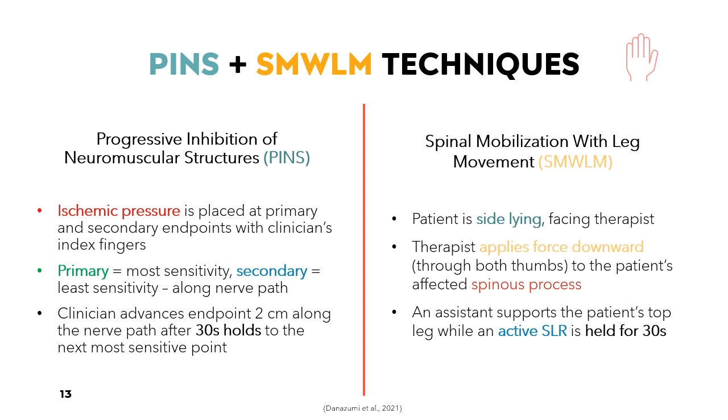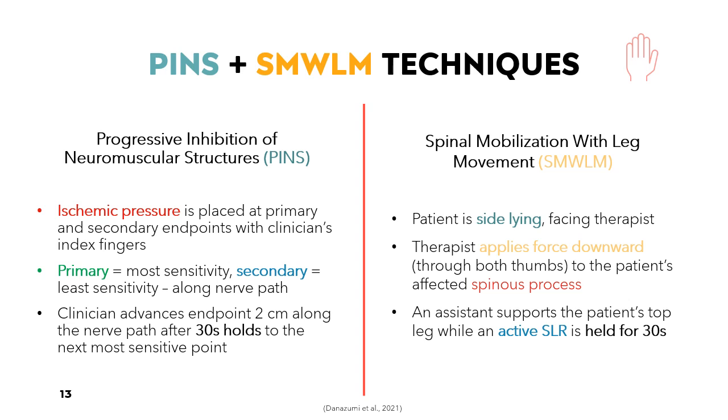Progressive inhibition of neuromuscular structures, or PINS, and spinal mobilization with leg movement, or SMWLM, are both proven effective manual therapy techniques for managing lumbar radiculopathy. A 2021 study found that using the two in combination was more effective than either technique alone.